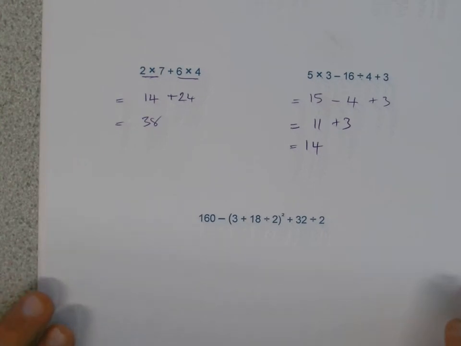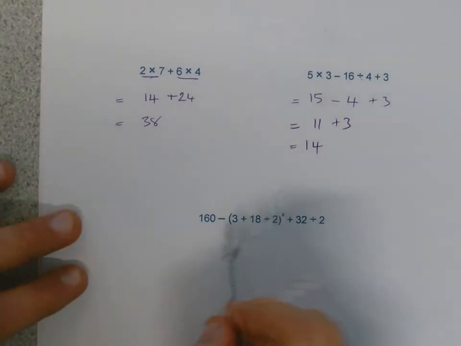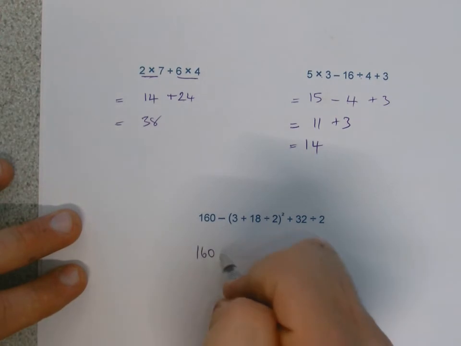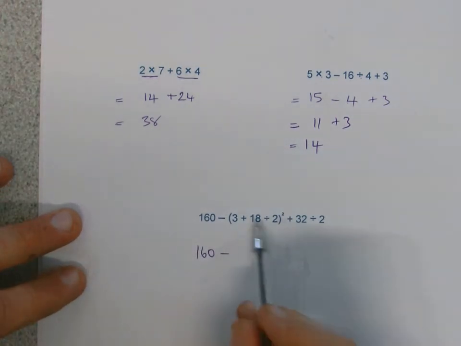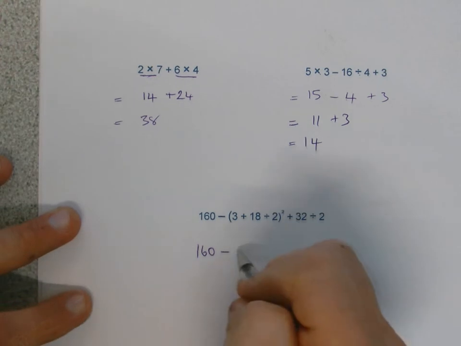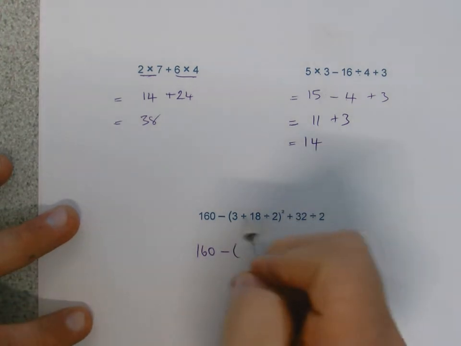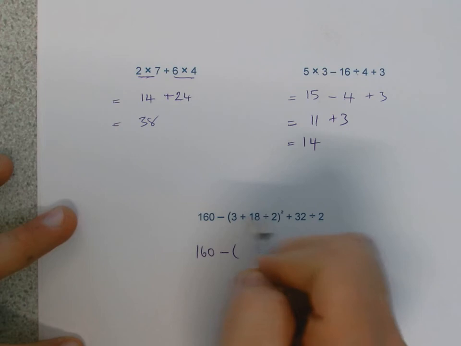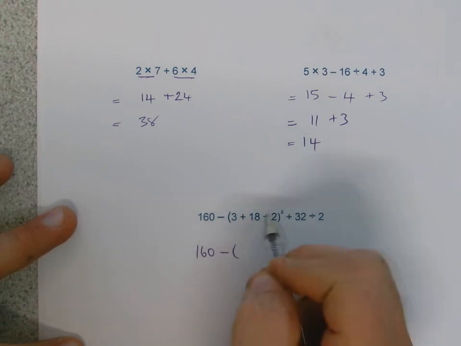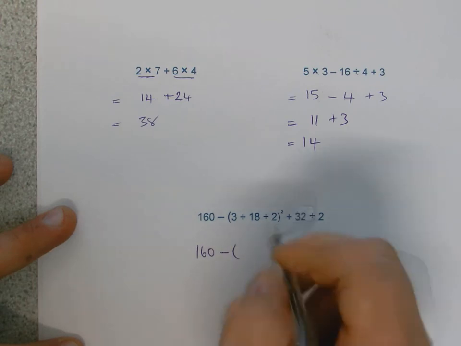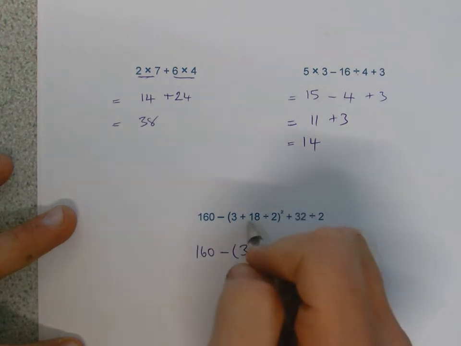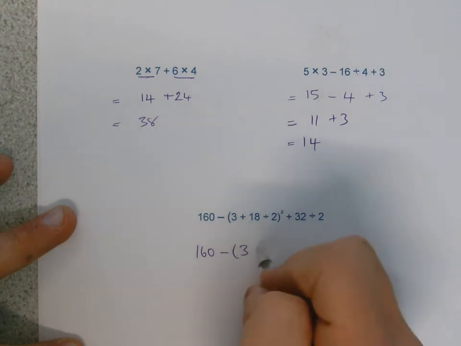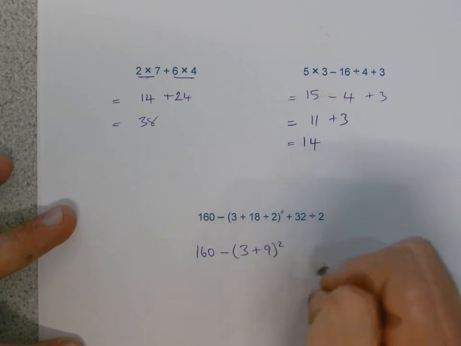Now one final one to look at involving a bracket. As I said, when you have a bracket, you need to work out everything in that bracket first, and ignore everything outside. In the bracket, you need to be careful to work through BODMAS in there as well, if there's something complicated like this. Notice in here you've got 3 add 18 divide by 2. You need to do the divide first. 18 divided by 2 is 9.